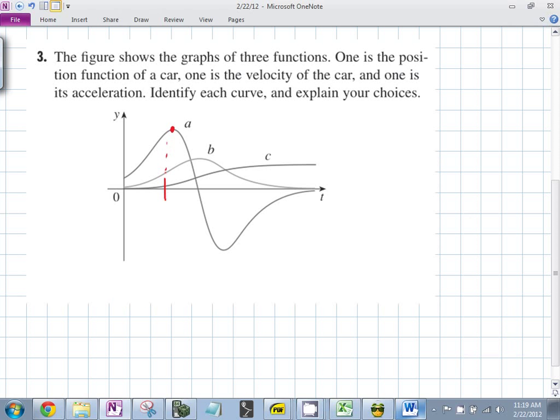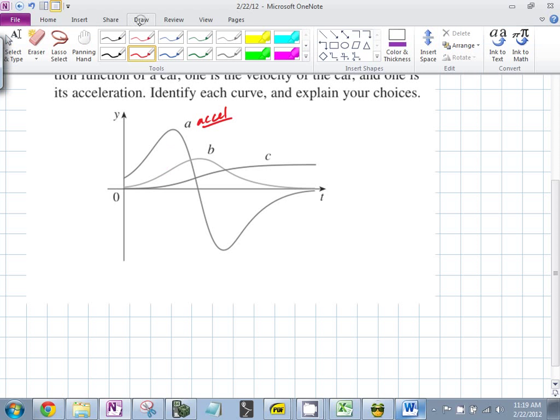No. Can it be the velocity function? No, because if that was the velocity function, the acceleration function would have to cross the x-axis right now. So what, therefore, do you know A has to be? It must be acceleration. Right, exactly.